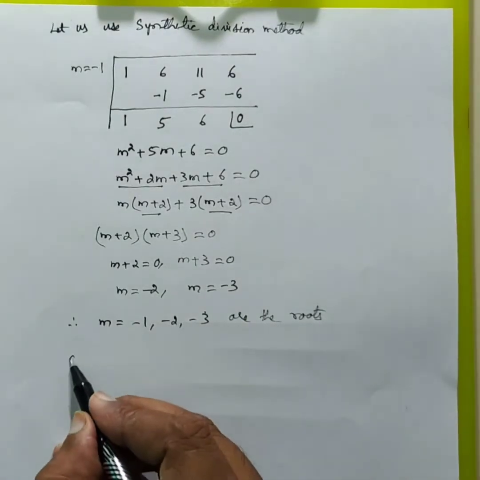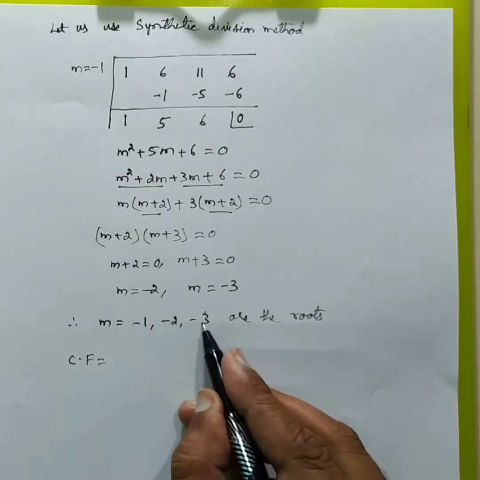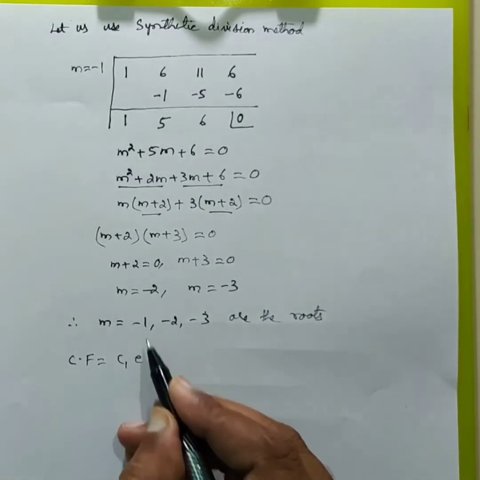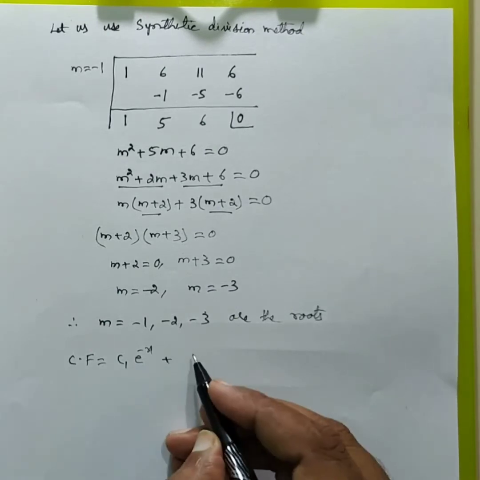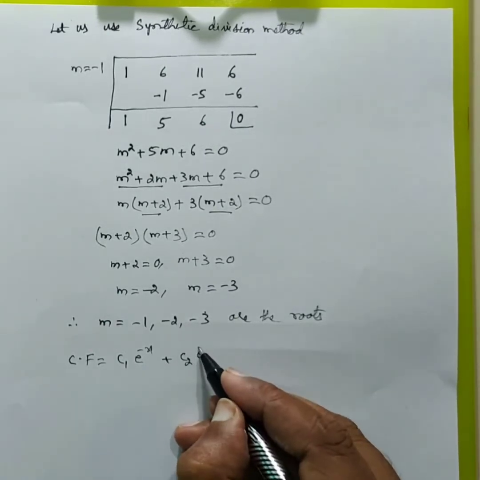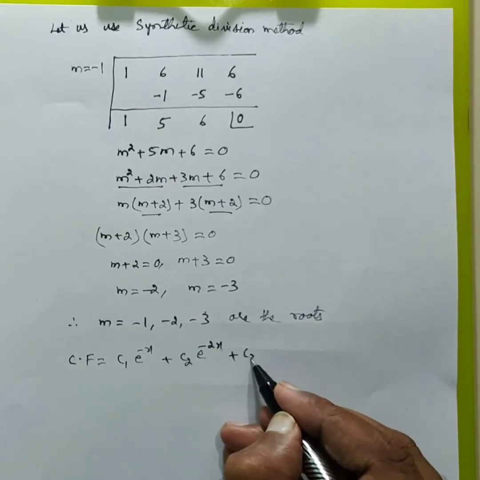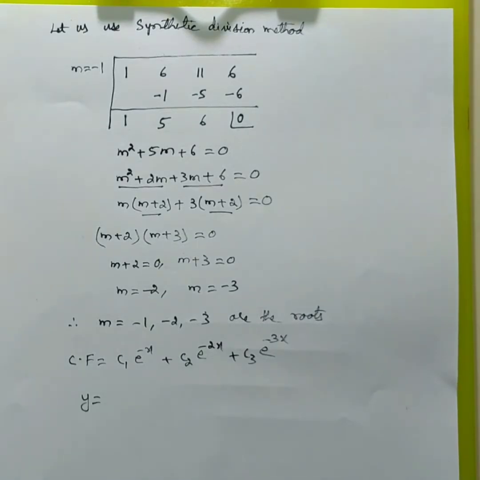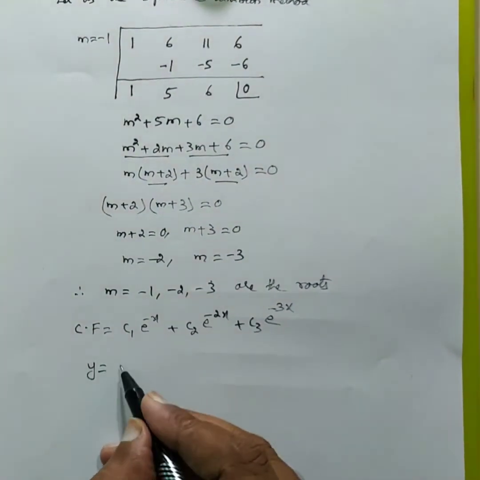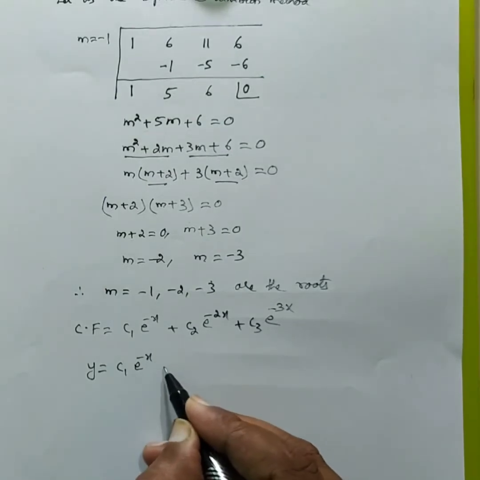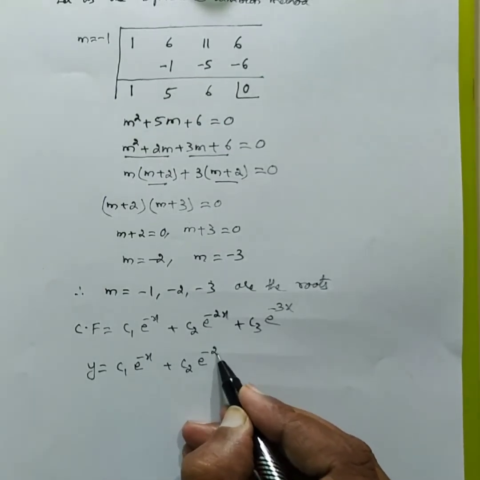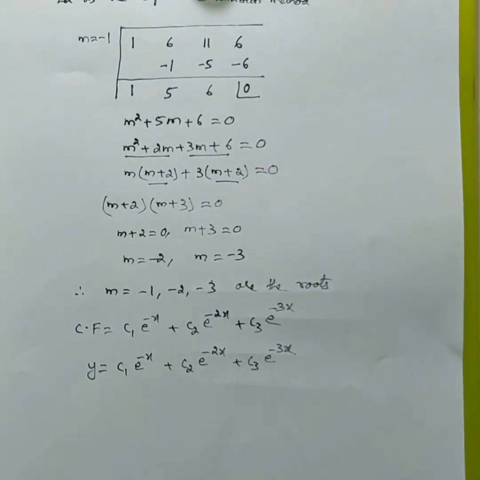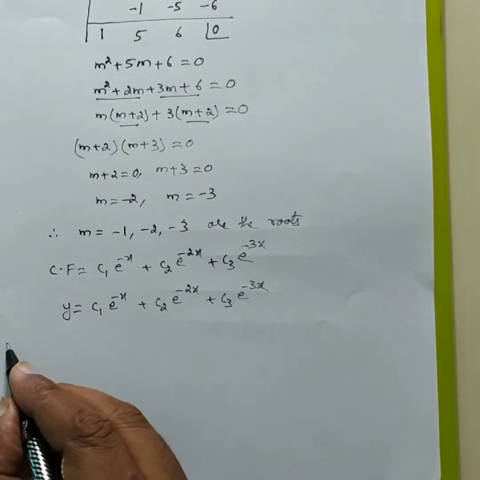So now if you write down the complementary function, all these three roots are real and distinct. Therefore your complementary function will be c1 e^(-x) plus c2 e^(-2x) plus c3 e^(-3x). The complementary function itself is the solution y. So therefore y = c1 e^(-x) + c2 e^(-2x) + c3 e^(-3x). So that will be the solution. Let us take the next question.